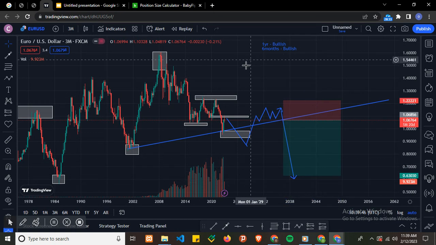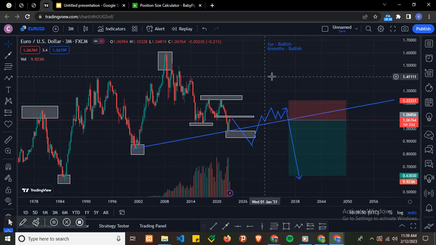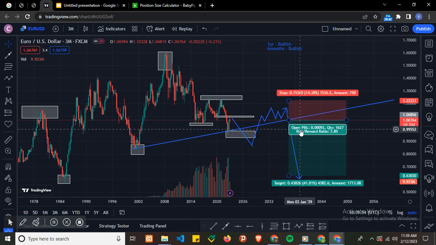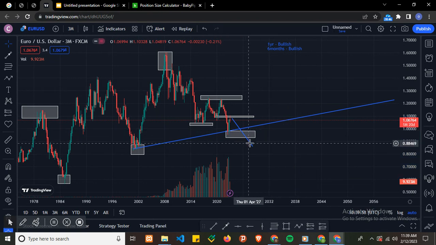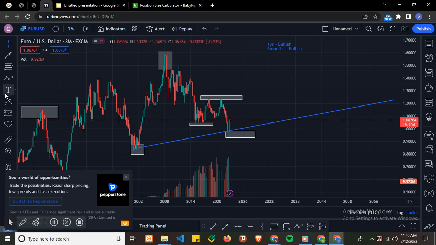So on this 3 months time frame, you don't have any reason to go short yet. So the best thing is just to wait for that buying opportunity. Let me delete this. We don't need this again. Okay, now let's try this. Put it here.